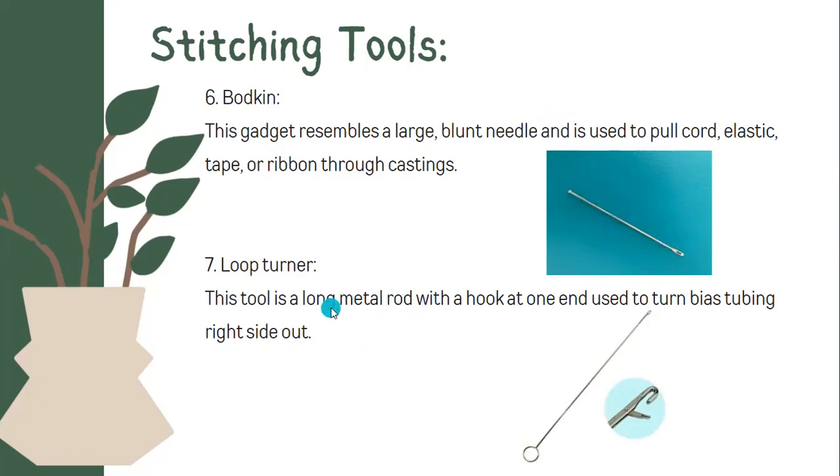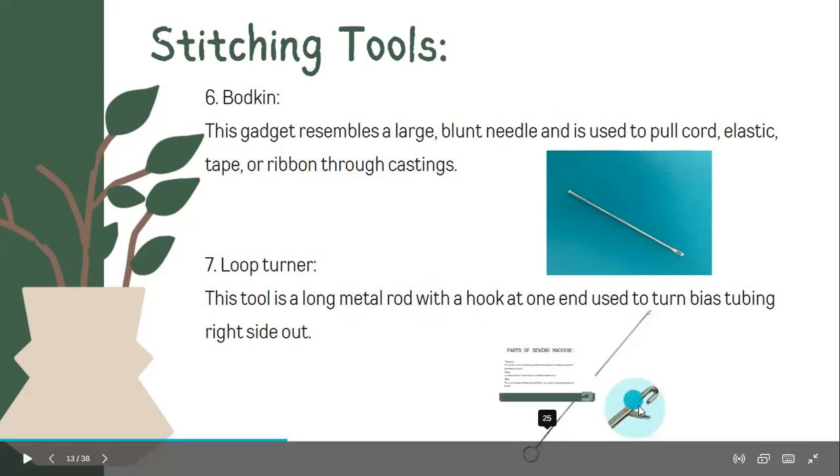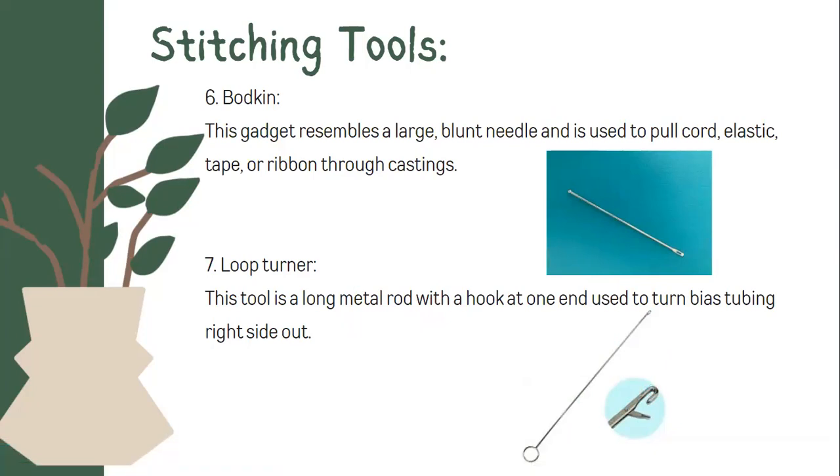Now the next one is the loop turner. This is a long metal rod with one small hook at the end. This is actually for turning things inside out. For example, for some particular pieces of cloth that you have used, like your neckline, some items such as small pipings can be created initially, and then you have to pull them inside out.